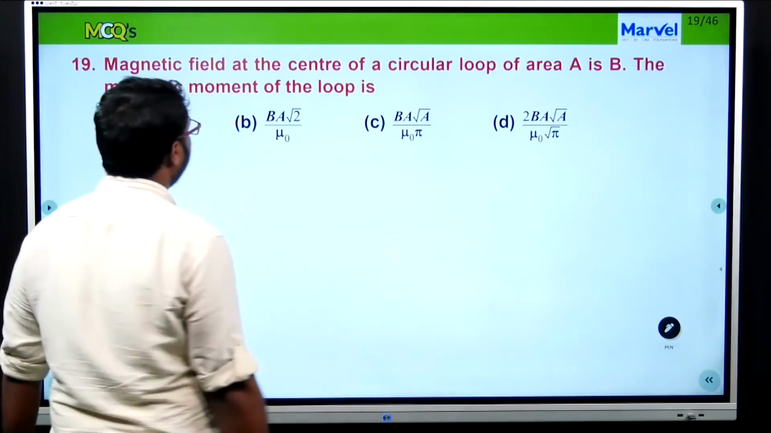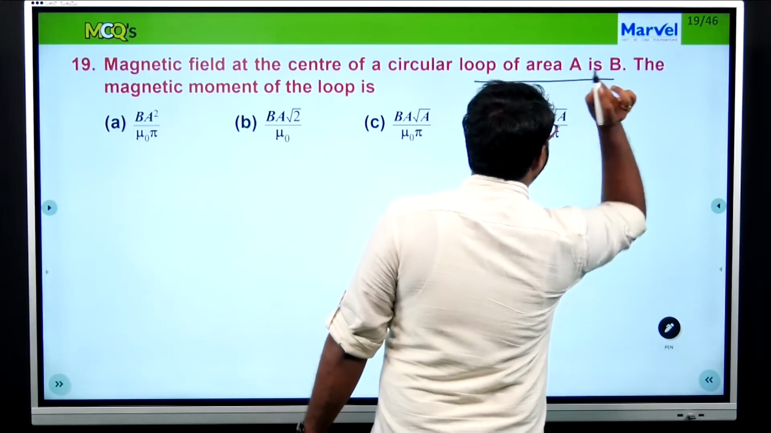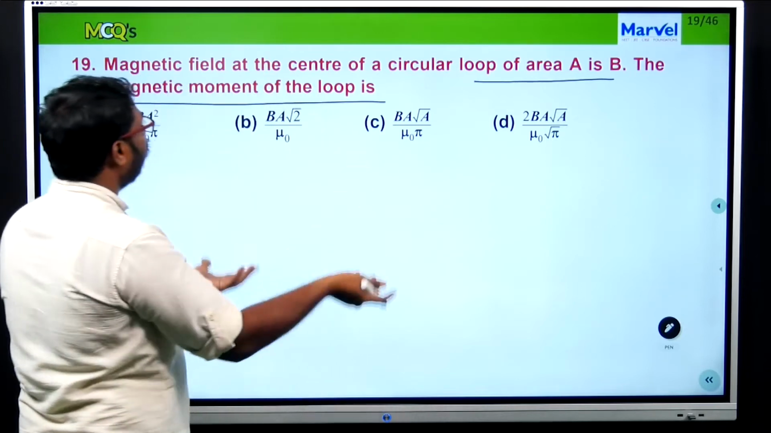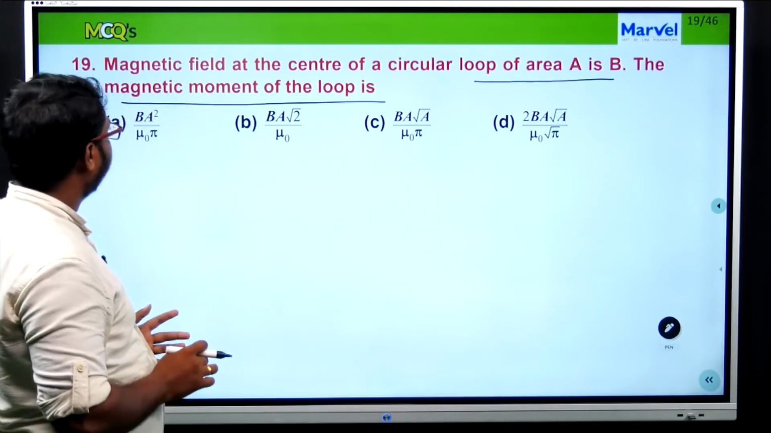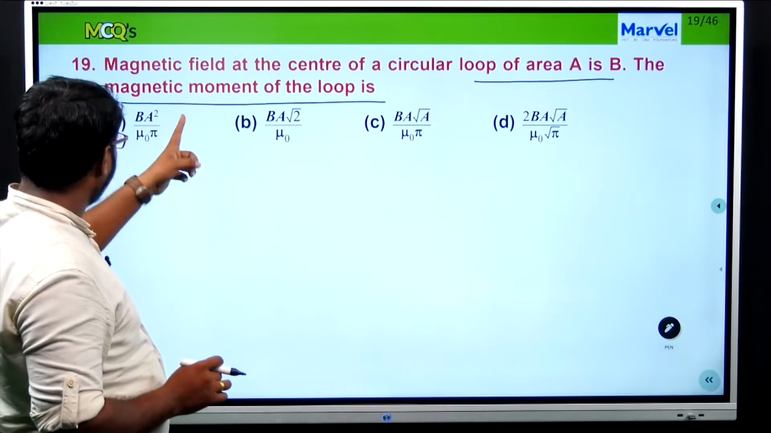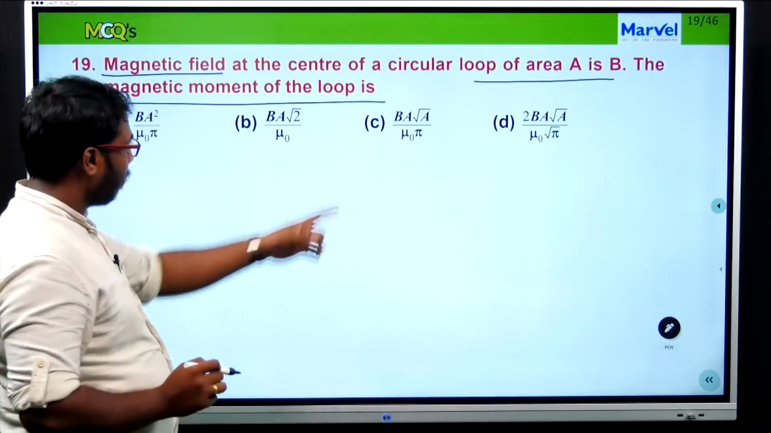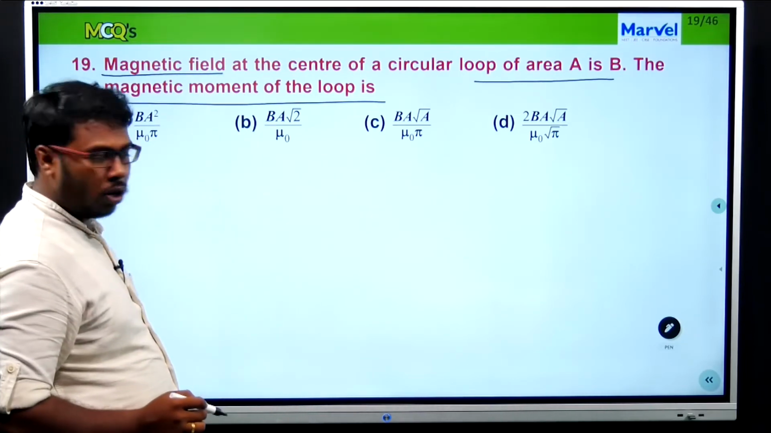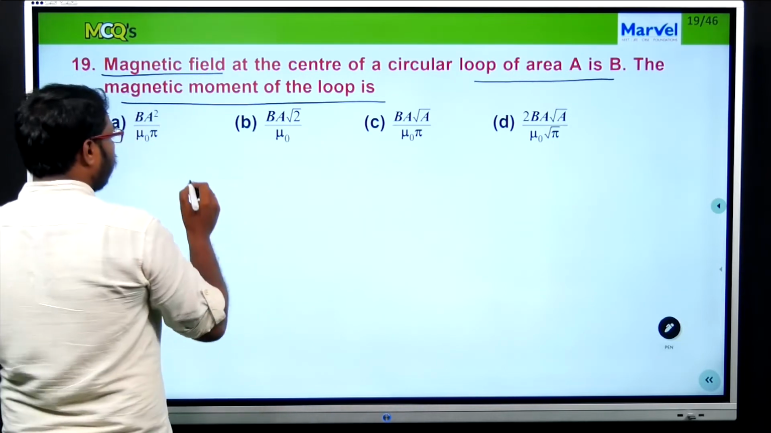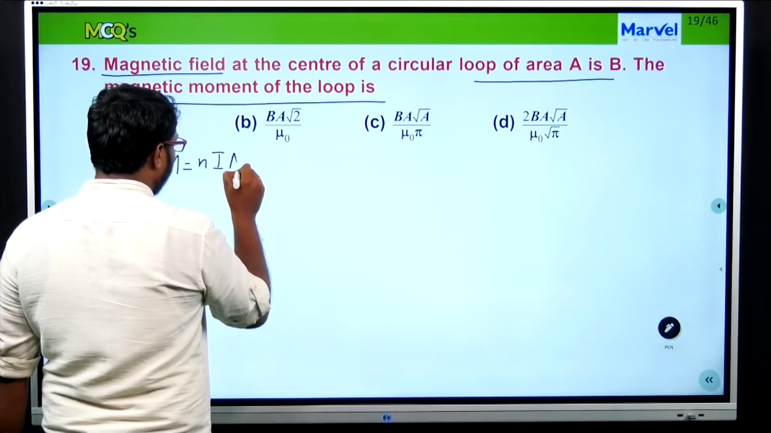The magnetic field at the center of a circular loop of area A is B. Then what is the magnetic moment of the loop? Right. First, the magnetic field is given for a particular circular loop and it is B. Then you are supposed to find the magnetic moment. Okay. So the magnetic moment of any circular loop is N times I into A.